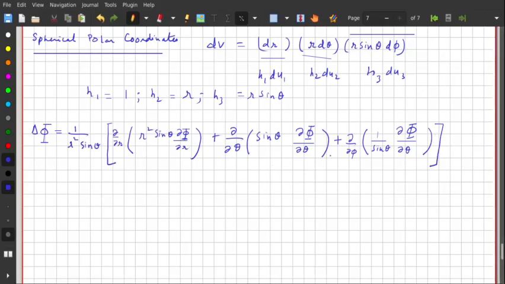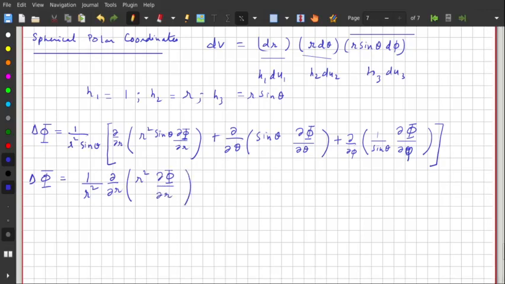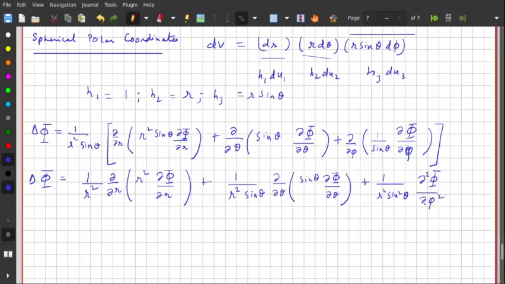So the Laplacian of Φ is 1 over r² ∂/∂r of r² ∂Φ/∂r, plus 1 over r² sinθ ∂/∂θ of sinθ ∂Φ/∂θ, plus 1 over r² sin²θ ∂²Φ/∂φ². So that's the Laplacian in spherical polar coordinates.